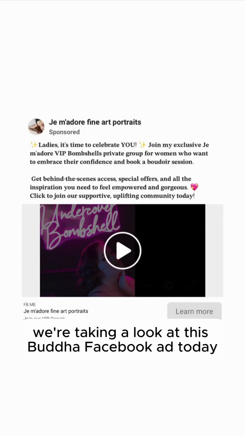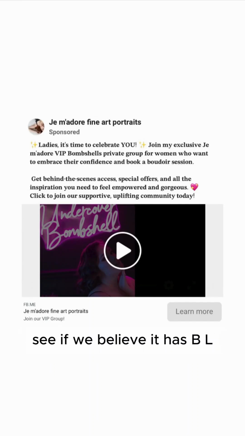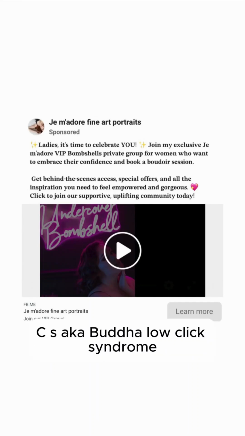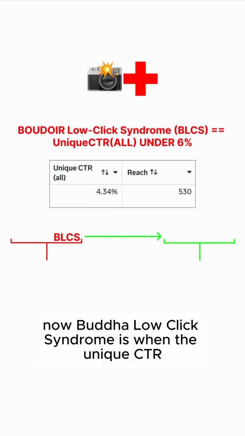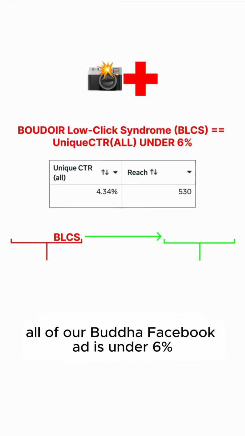All right, y'all, we're taking a look at this Boudoir Facebook ad today, and we're going to diagnose it, see if we believe it has BLCS, aka Boudoir low click syndrome, yes or no. Now, Boudoir low click syndrome is when the unique CTR all of our Boudoir Facebook ad is under 6%.